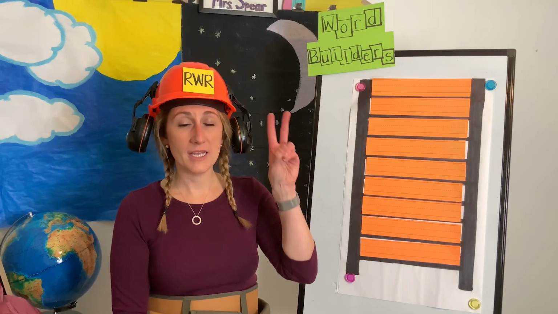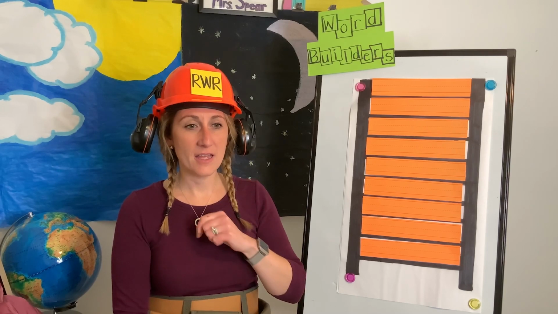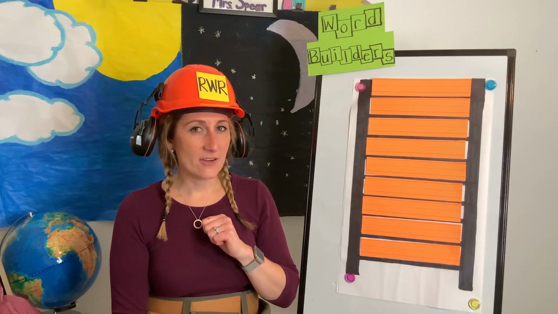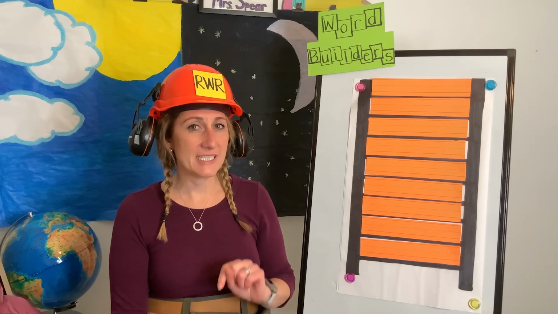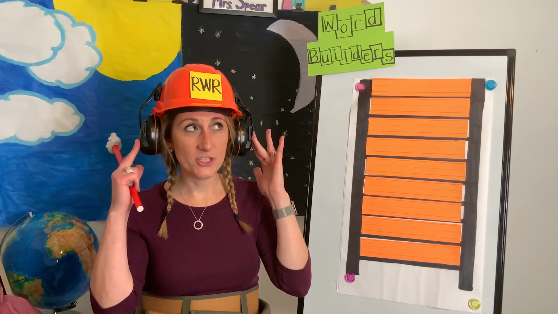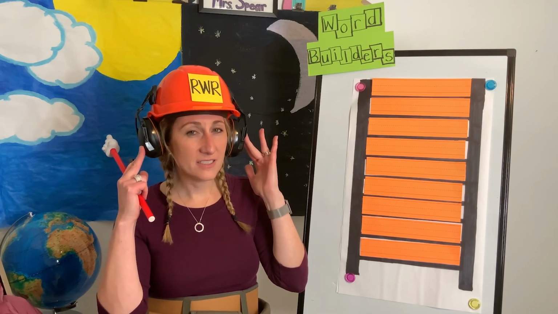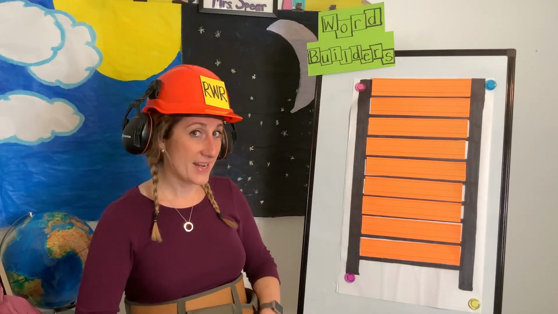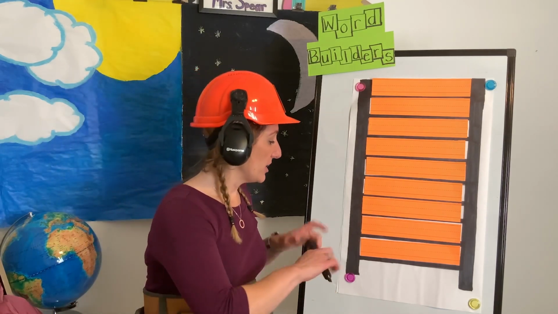Great job. Now let's say the sounds in wind. W, i, n, d, wind. Now we want to write the letters that match those sounds. We're going to remember to say the sounds as we write them. One more time, let's listen and do wind. Ready? W, i, n, d, wind. And now let's write the letters that match those sounds. Here we go.